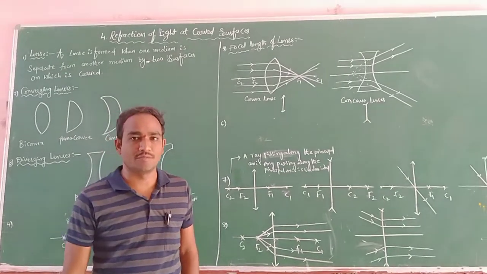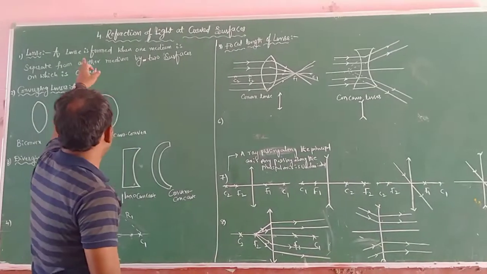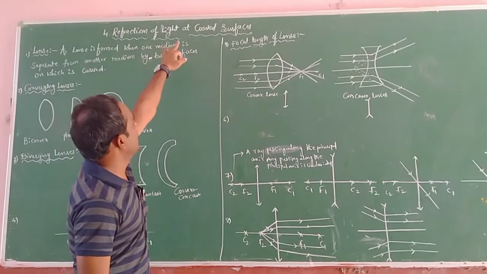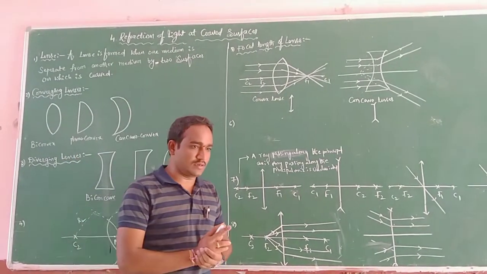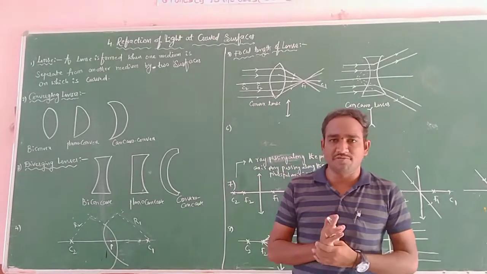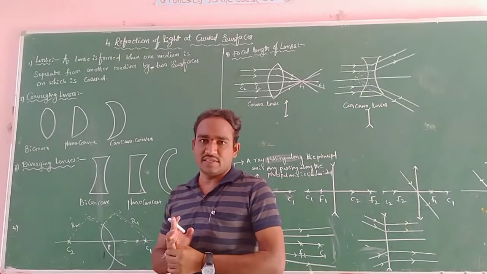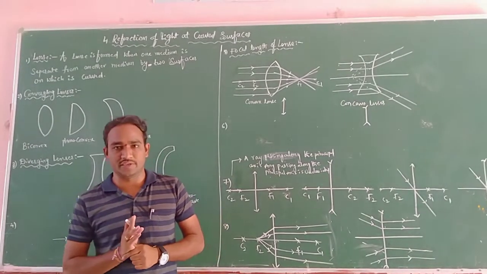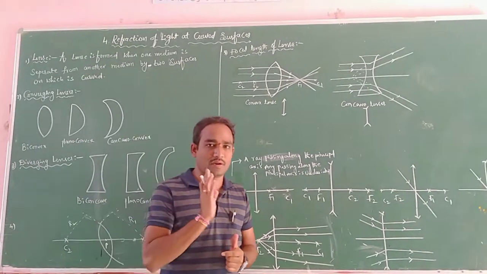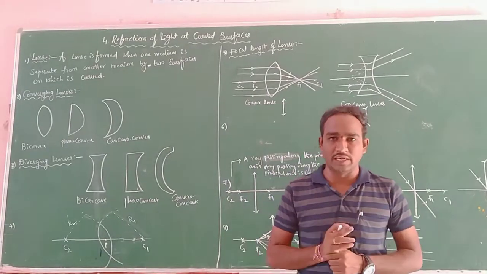Today we are discussing refraction of light at curved surfaces. Last class we already talked about different types of surfaces: one is convex surface and another one is concave surface. Based on ray diagrams, we have to see.